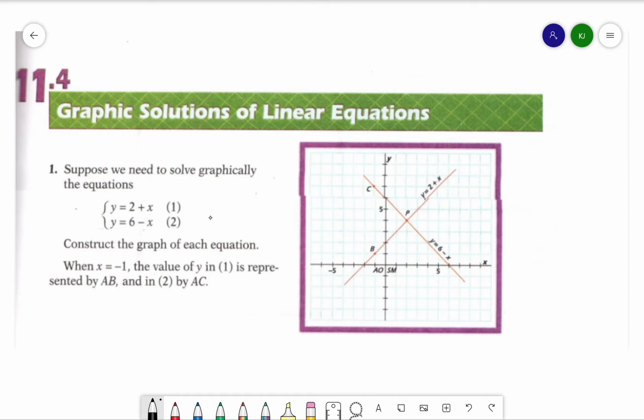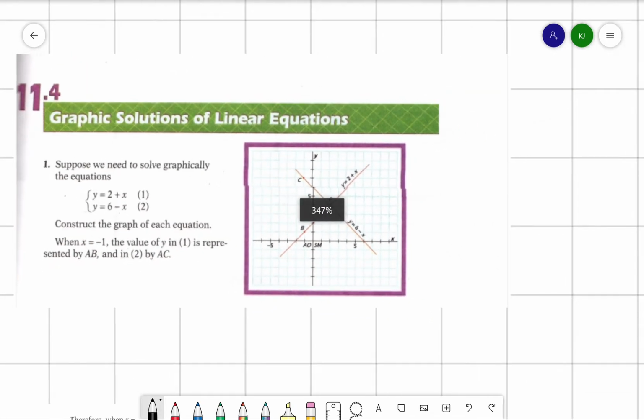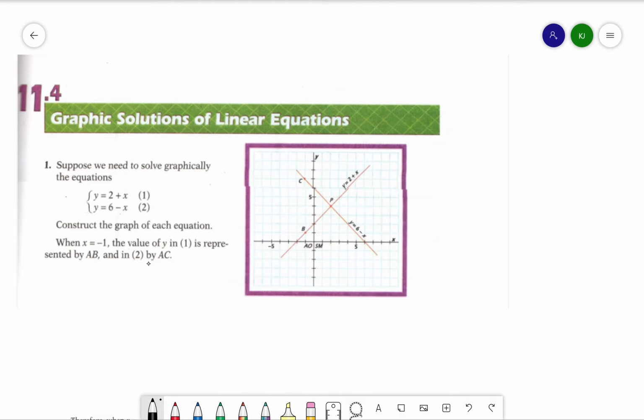So we're going to look at our first problem, and if we needed to solve this graphically, y equals 2 plus x and y equals 6 minus x, we'd want to construct the graph of each equation. So for that, we're going to take it and go, okay, y equals 2 plus x. Well, if x equals something, what does y equal?